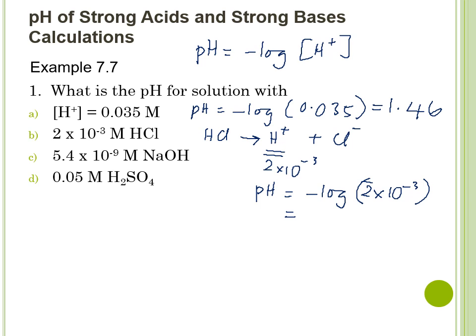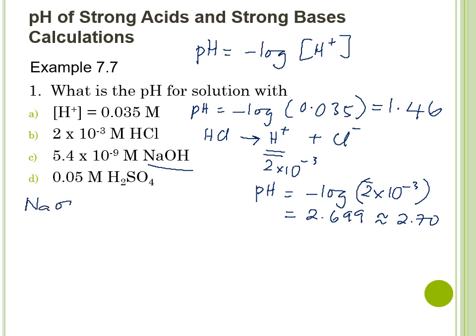you're going to get 2.699, and this is nearer to 2.70, making it at 2 decimal places. Now, let's look at the sodium hydroxide.